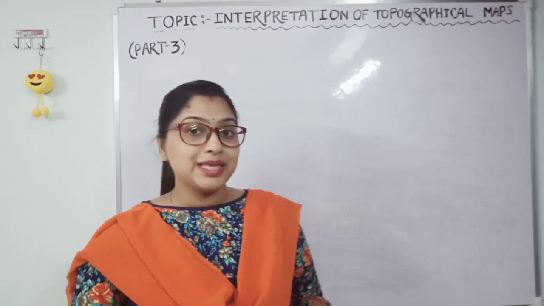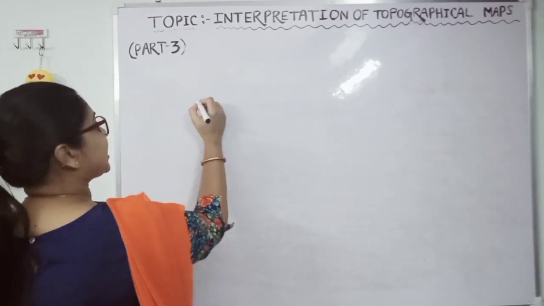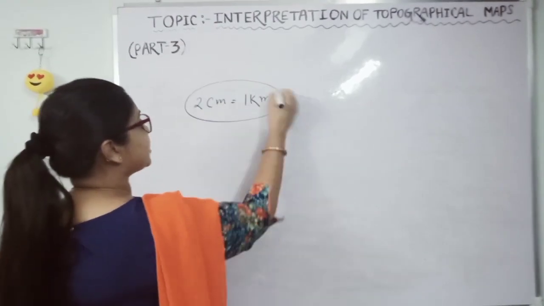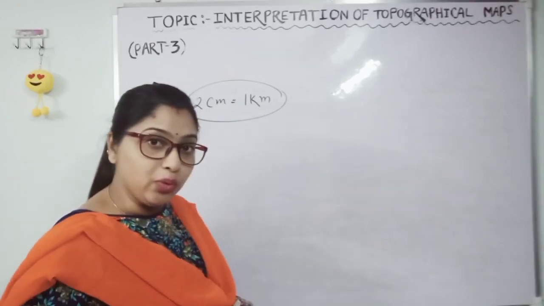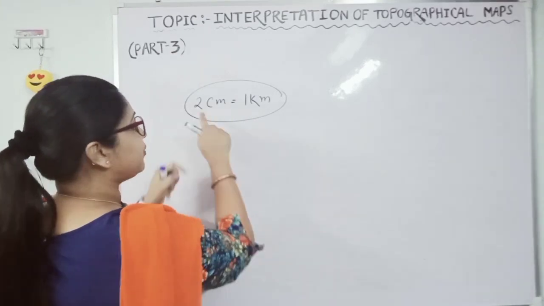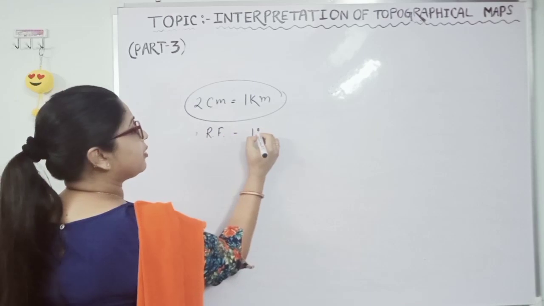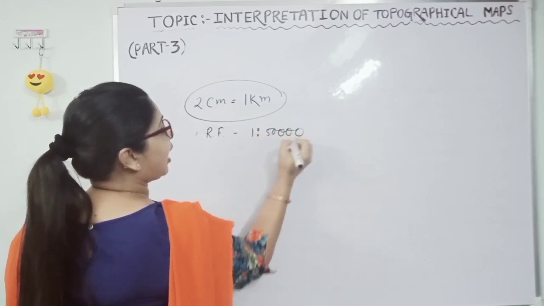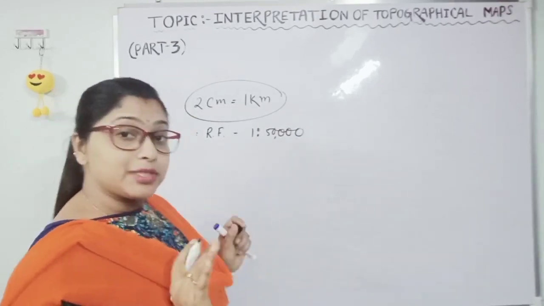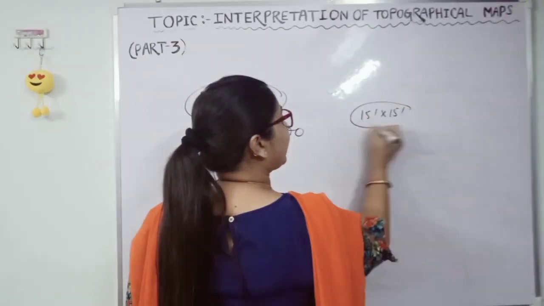Students, if you see the map of our syllabus, you will see the scale given there: 2 centimeter is equal to 1 kilometer. But how has this come? Okay, so we should know. Actually the scale in our map is 2 centimeter equal to 1 kilometer, and the RF given there is 1:50,000. How did we get this RF? We have just understood how we got that 15 minute by 15 minute grid.